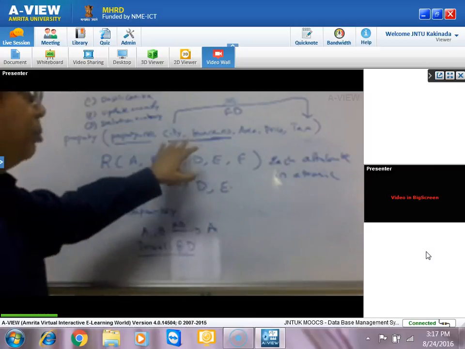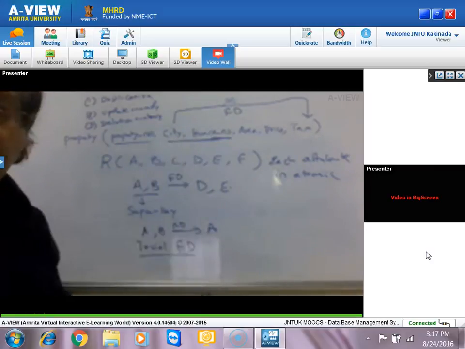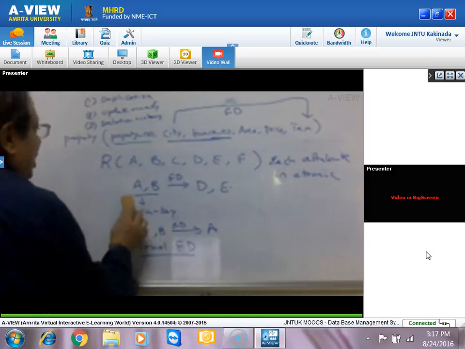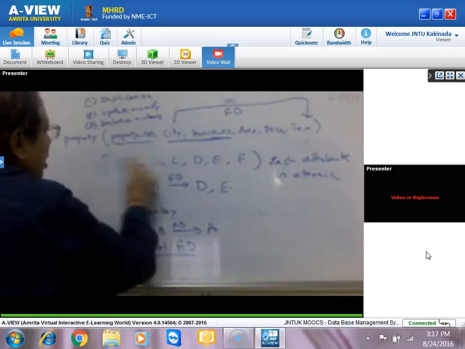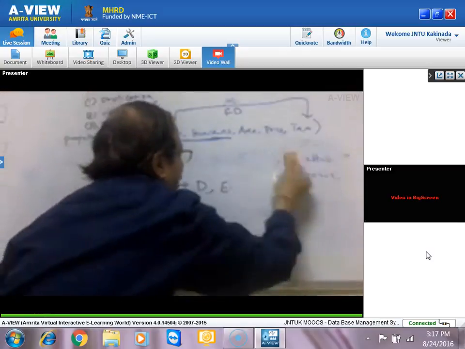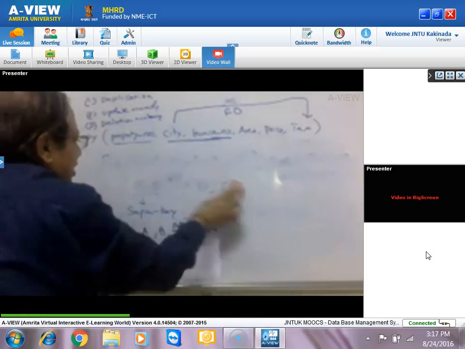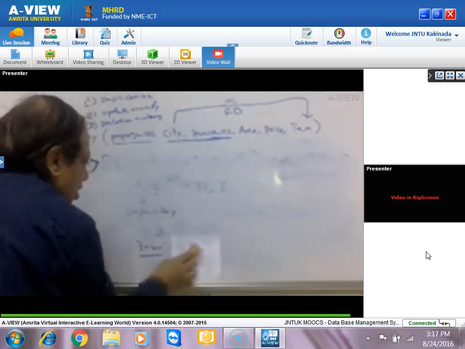Right, the two functional dependencies. What are the functional dependencies that are now violating the key requirement here? We are not considering the trivial functional dependencies.